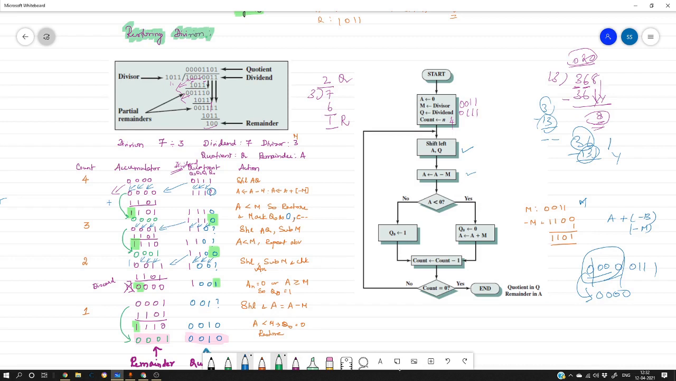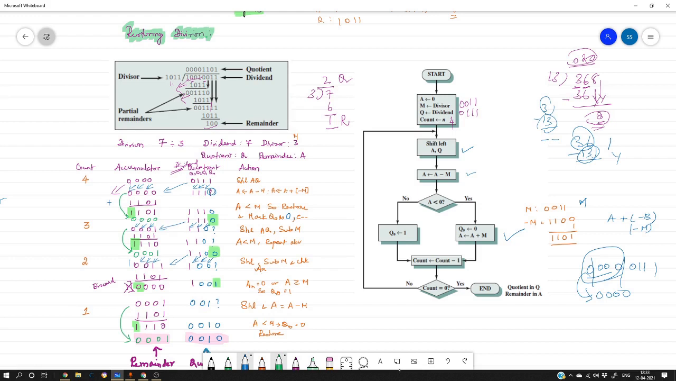Also, since this is negative, you mark Q0 as 0 and restore. So restoration will get you 0001 back into A, because this subtraction is not possible, which means that the part of the dividend now considered is lesser than the divisor. So no subtraction is possible. You cannot divide. So we are not going to subtract in that case. You mark the quotient as 0 and take the previous result. The previous result was 0001, so that is now restored. You can check the restoration is done by adding M to A.